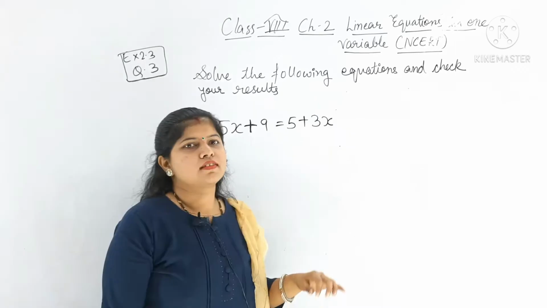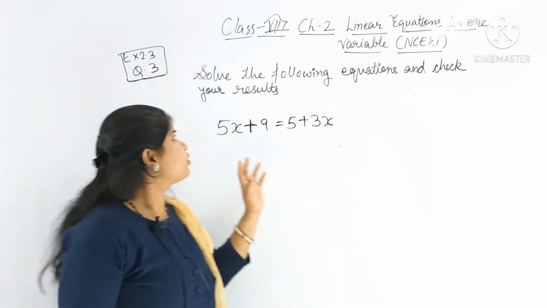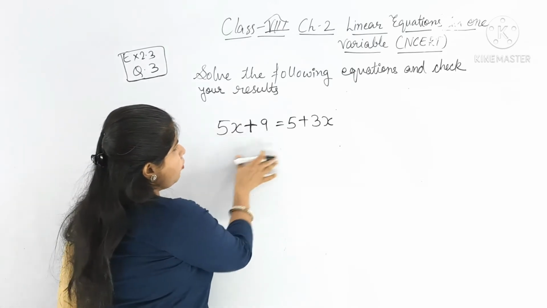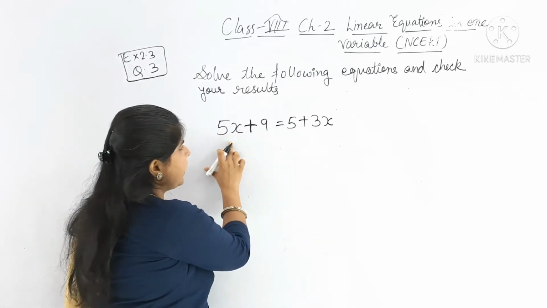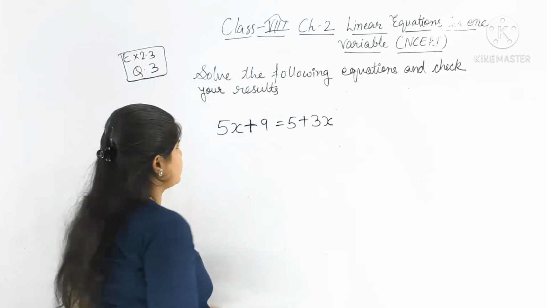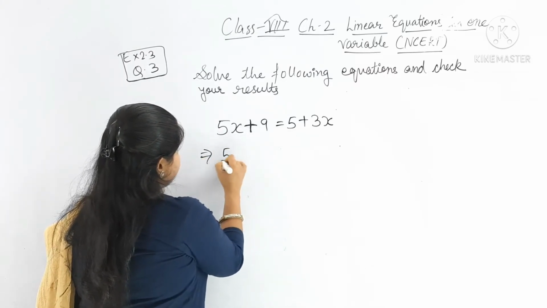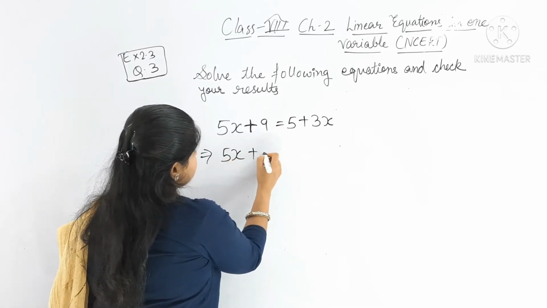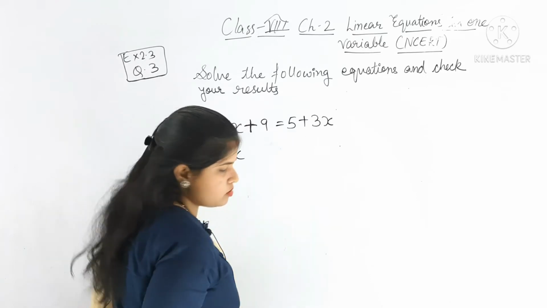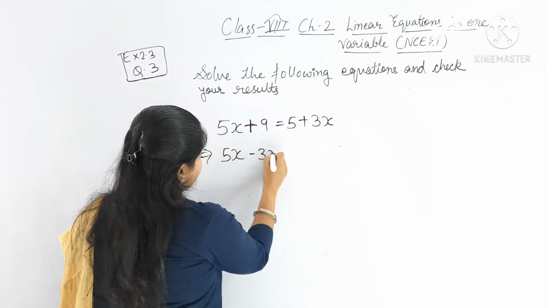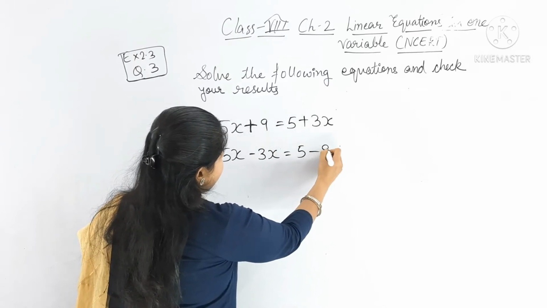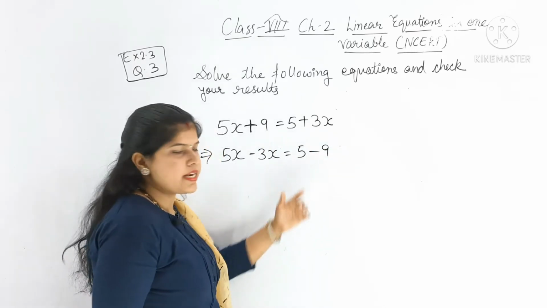Okay students, now let's see question number 3. Here also on both sides we have the variable x. So we have to solve for x. I am getting 5x here. Here it is a plus sign, so I will get a minus sign here. Equal to 5, it is plus 9, so after transposing it will be minus 9.